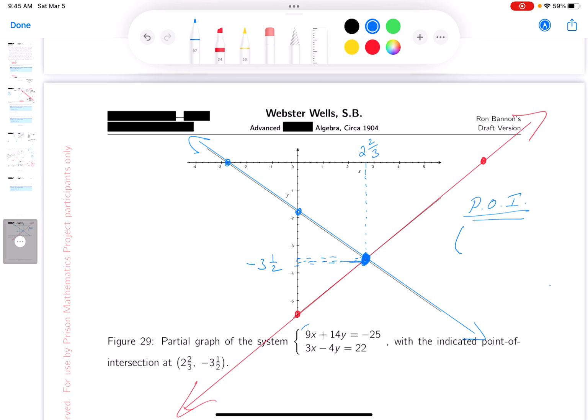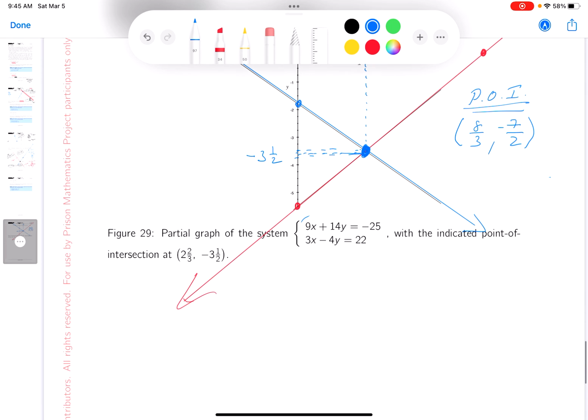It's 8/3. Let me check I did it right. 3 times 2 is 6, plus 2 is 8/3. And then it's going to be what? Minus 7/2, I'm sorry. I just like to use that in that form. And I'm going to check it now. Check. And I'm checking it here. So what do you get?